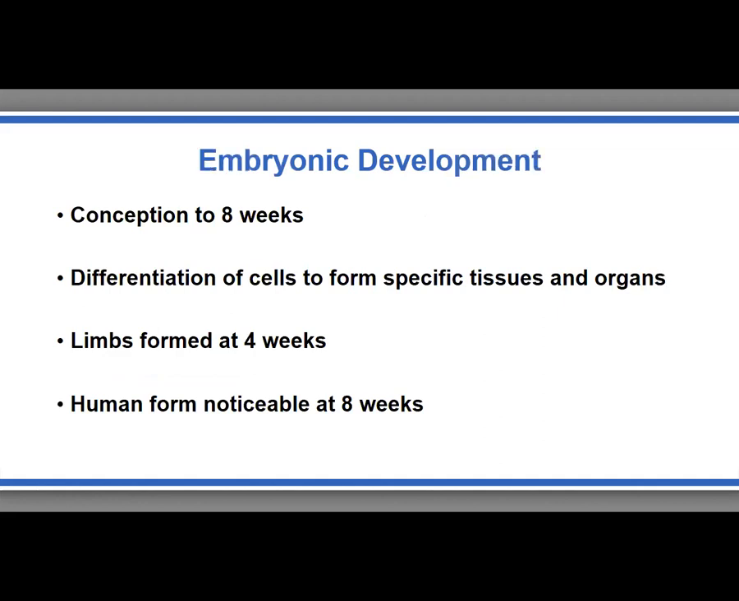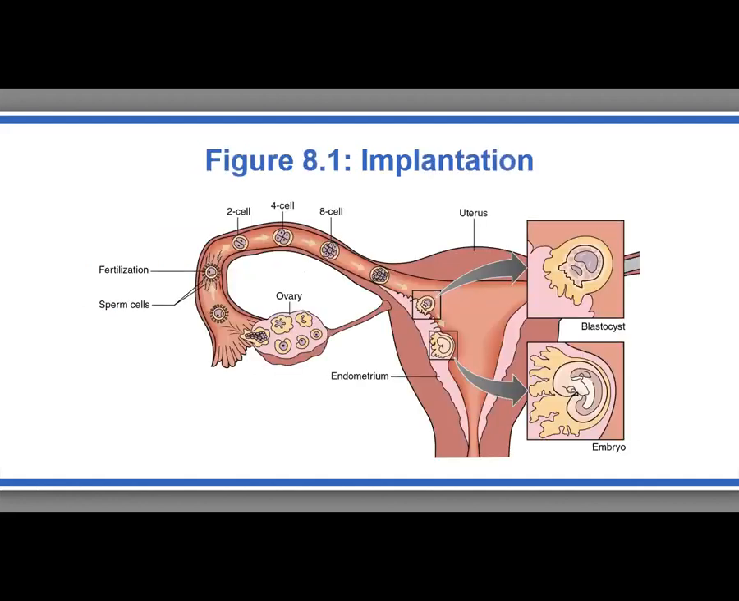Embryonic development, conception to 8 weeks. Differentiation of cells to form specific tissues and organs. Limbs are formed at 4 weeks. Human form is noticeable at the 8-week mark. Again, this just shows the implantation. If it's implanted too far up, you'll see it becomes blastocystic. If it's below a certain level, you see the embryo there.